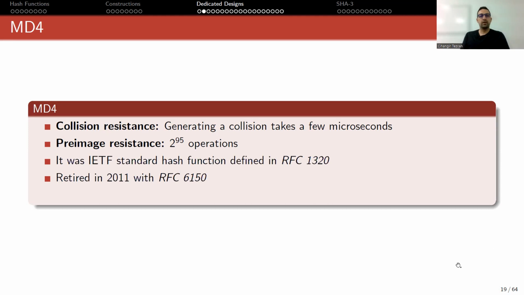It was an IETF standard hash function defined in RFC 1320 and retired in 2011. Think how late this is. This is why it is important to have strong crypto. If you have something bad and it is broken, it takes years to replace it. So this design influenced later designs like MD5, SHA-1, RIPEMD, and also SHA-2.